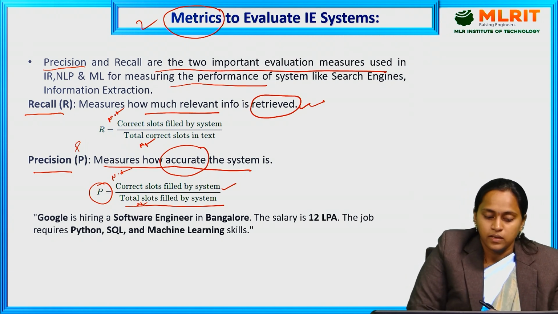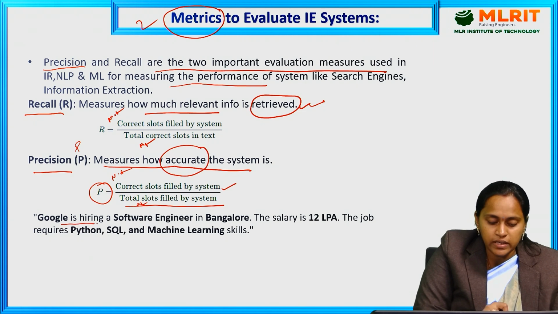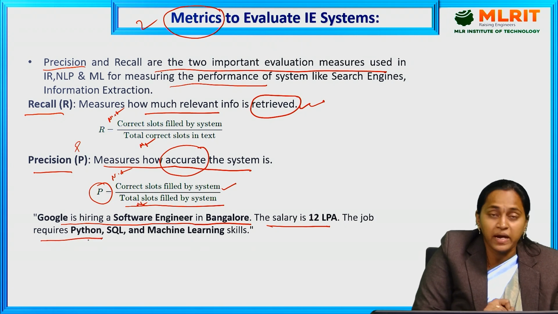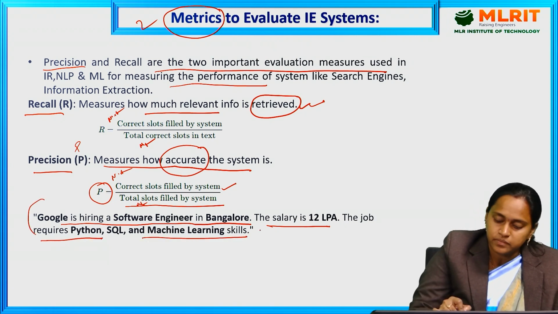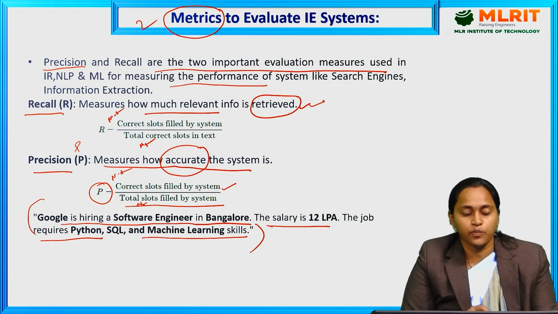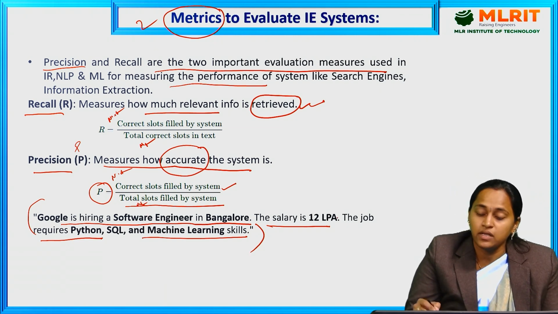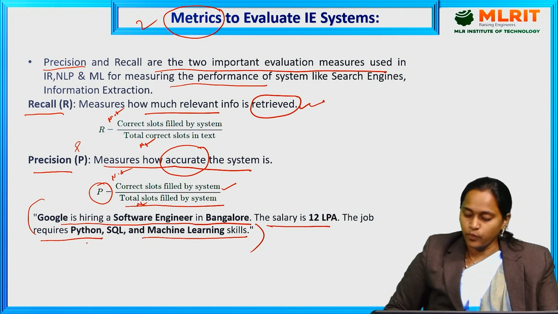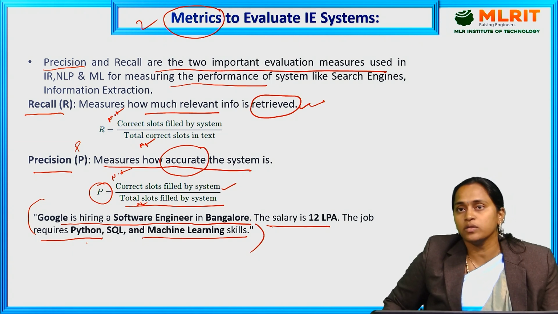Let's see an example. Here we are taking one text: Google is hiring a software engineer in Bangalore. The salary is 12 lakhs per annum. The job requires Python, SQL and machine learning skills, right? This information tells about some entities, a location, a company, a package, some job details and skills about the job. Let's find out the precision and recall.